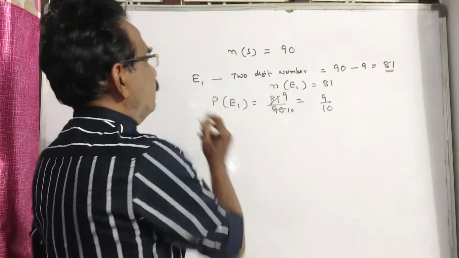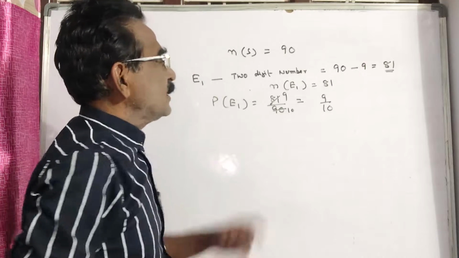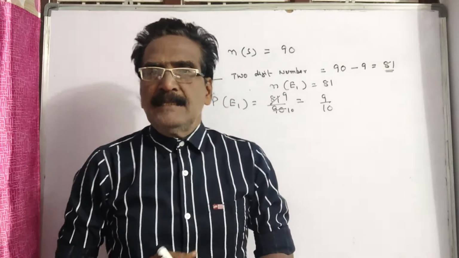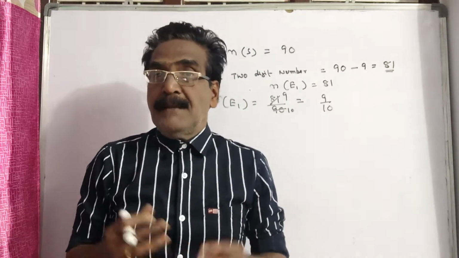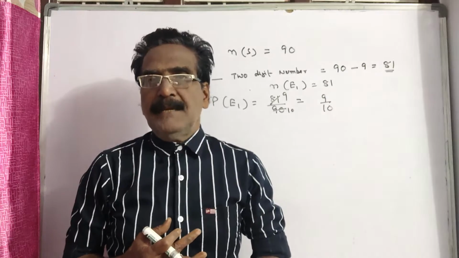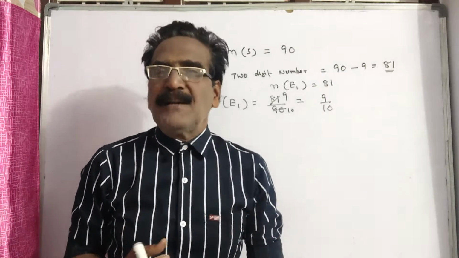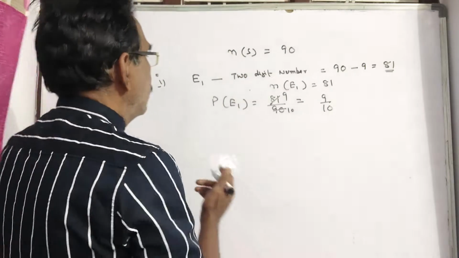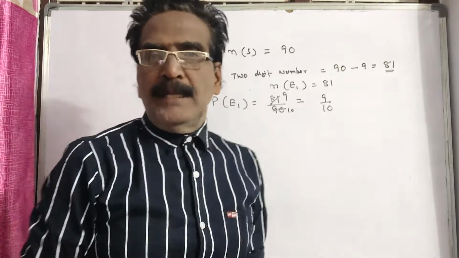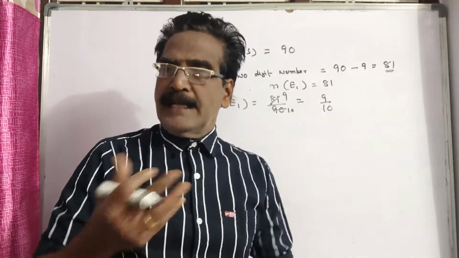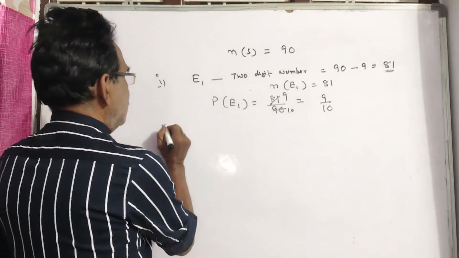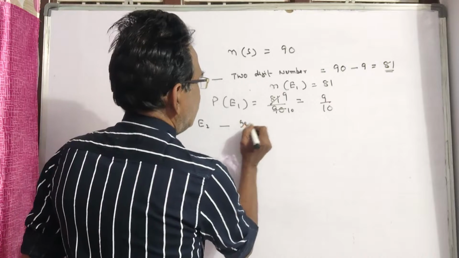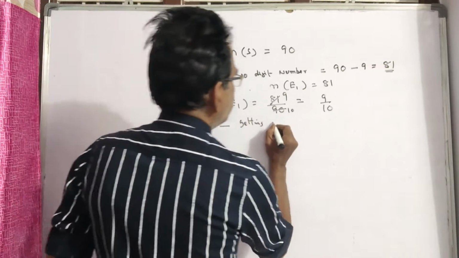So that is the first question, friends, getting a two-digit number. And the second question, the number is a perfect square. See how many perfect squares will be there from 1 to 90. So let E2 be the event of getting a perfect square.